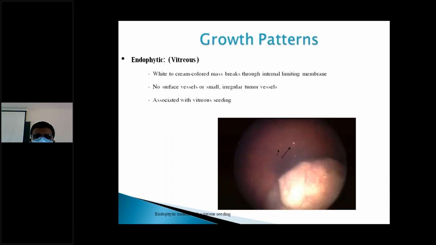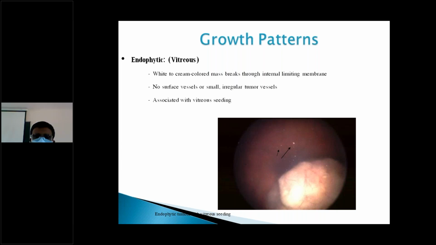Growth patterns: they are endophytic and exophytic. Endophytic means the tumor goes into the vitreous cavity. Here you can see it going into the vitreous cavity, and you can see very small blood vessels. This is the normal retina here. Exophytic means it goes under the retina and separates the retina from the underlying choroid. That is called exophytic retinoblastoma.